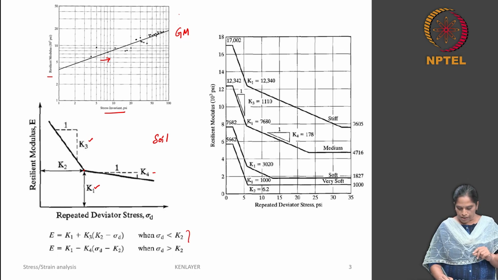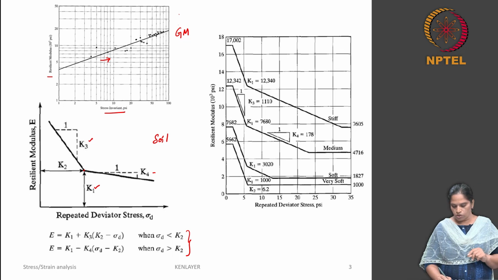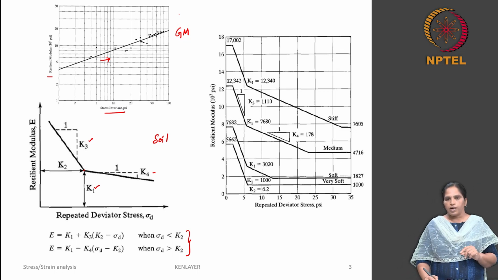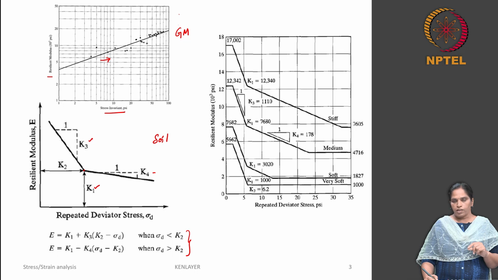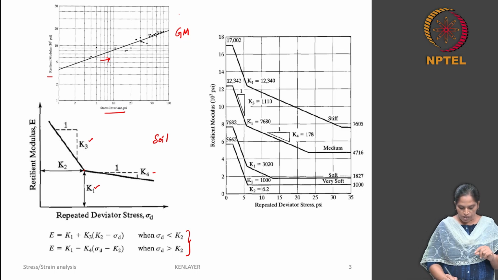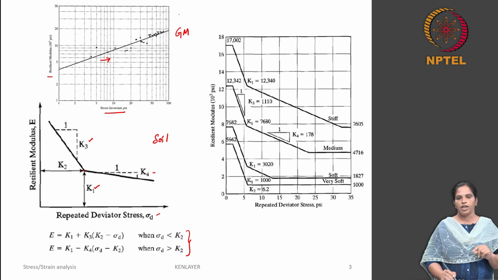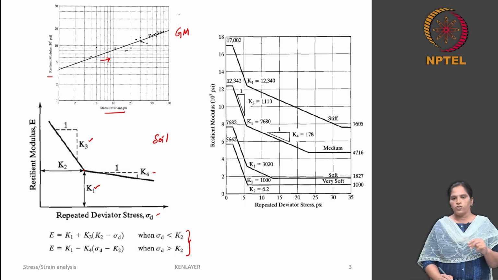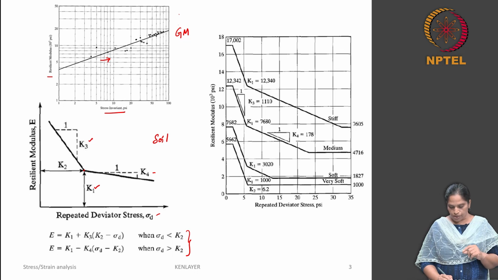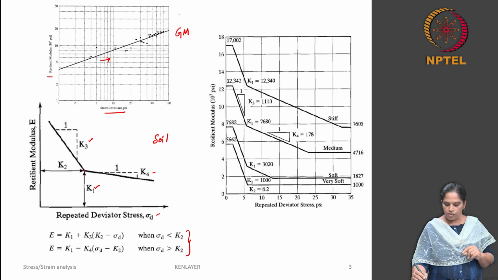So you can mathematically represent this line using these two equations given here. Again, you can determine the resilient modulus value in a laboratory for different deviatoric stresses and measure these constants K1, K2, K3 and K4 for analysis purposes. If you do not have laboratory determined values, you can refer to this chart for the K1, K2, K3 and K4 values.